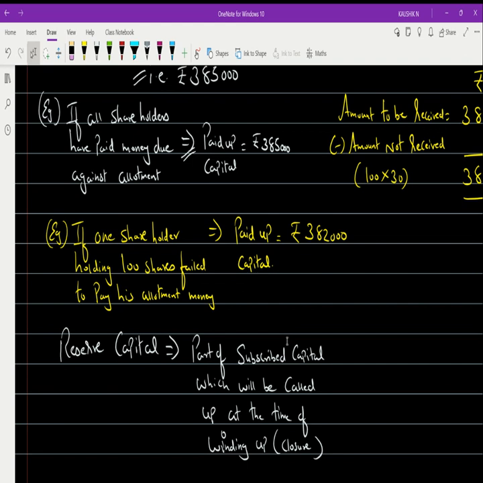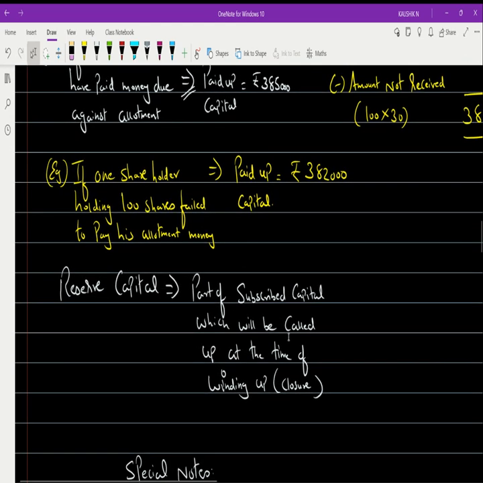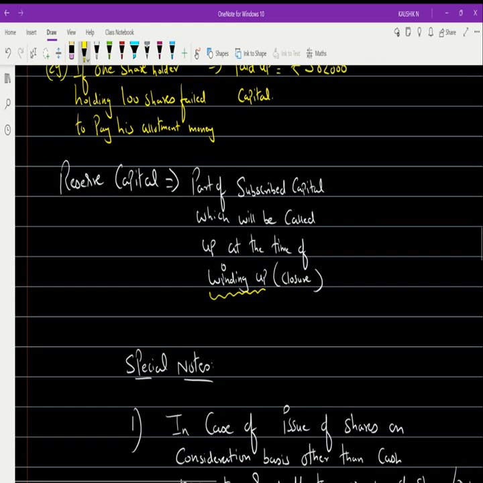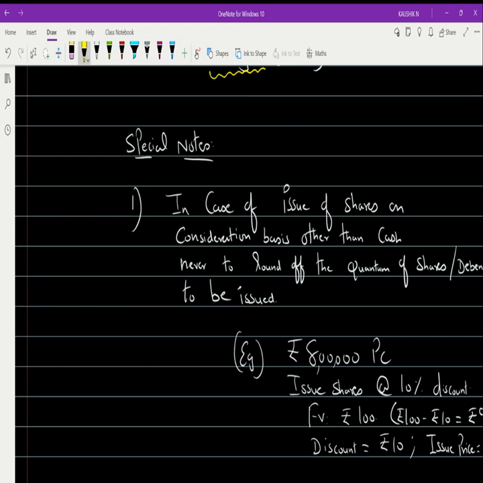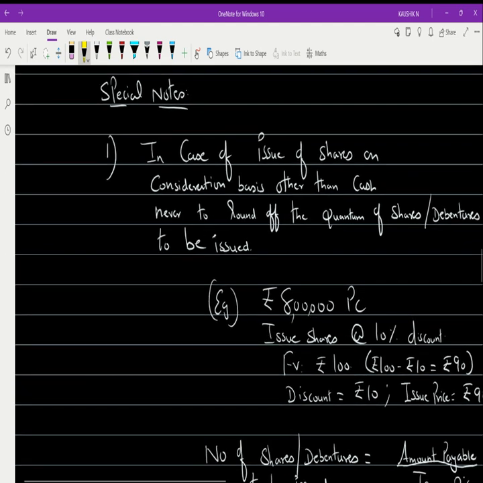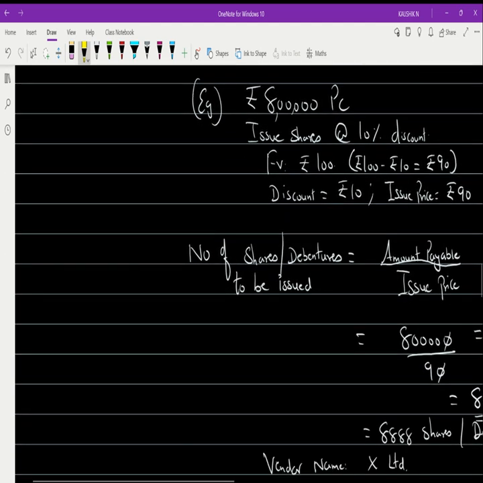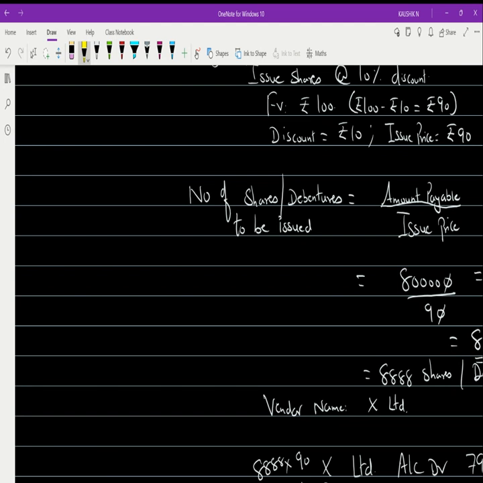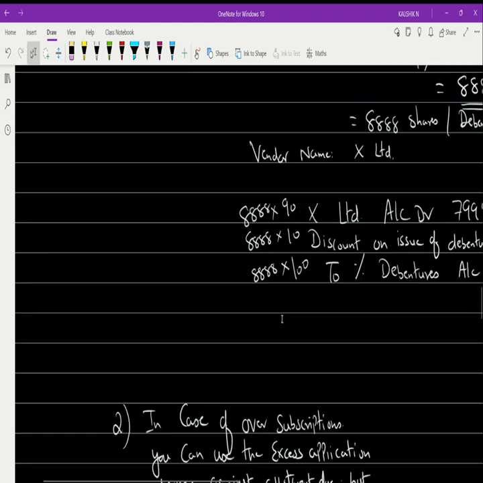And finally, we discussed something called reserve capital. It is nothing but a part of your subscribed capital, which is being called up only at the time of closure, that is winding up of your company, not at all times. And also some special notes: when you are calculating the consideration, in cases of consideration either in shares or debentures, you are not supposed to round off the quantity of the shares or debentures to be issued. Then how to find the number of debentures to be issued, a formula for that, and the entry we also discussed.